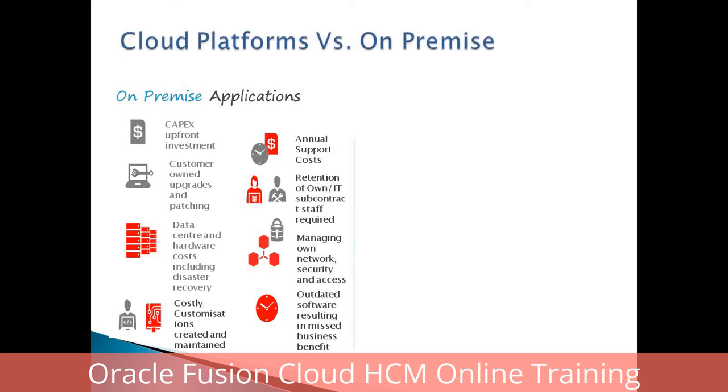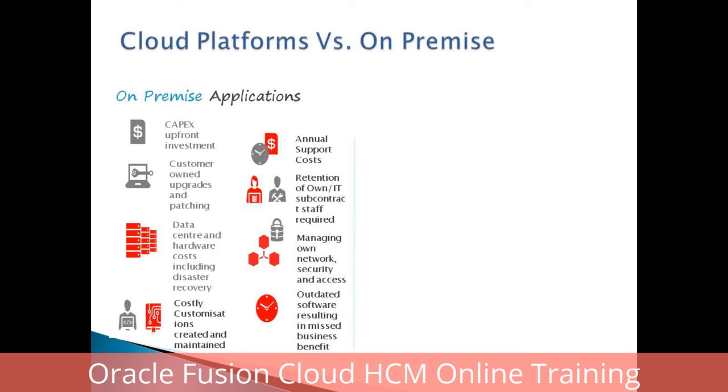Then data center and hardware costs, including disaster recovery. Again, a huge cost is involved in that, and costly customizations. So these are some of the cost-related and responsibility-related things which the customers have to handle when they are on on-premise applications.